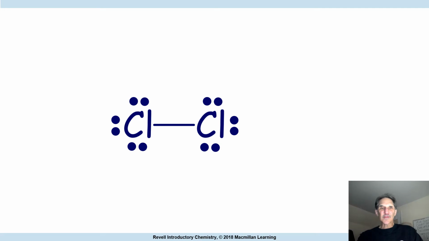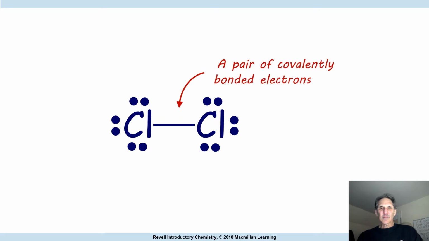Hopefully so far this is pretty much a review. Now another feature: what do we call these things? This is definitely the single bond. The single bond, covalent bond. And these, we have a special name for those electrons. Those are lone pairs. You can see that each chlorine has 3 lone pairs around it, right?